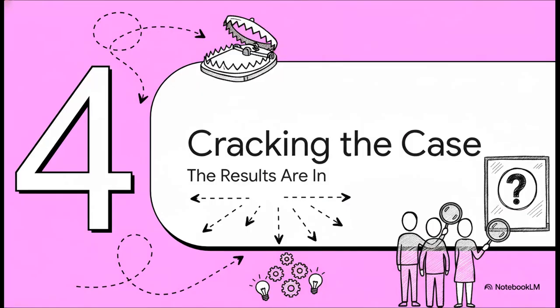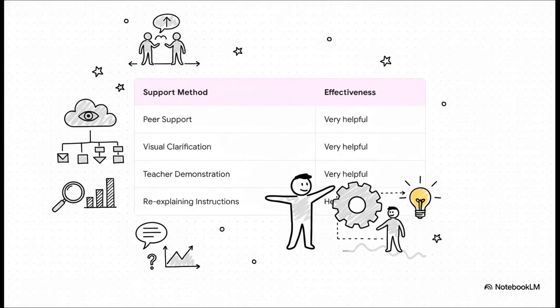The plan was in motion, and the results started to roll in. It was finally time to see if the plan had actually worked and which of our suspects was the guilty party. And the verdict is in. And this is what's so fascinating. Look at what the students rated as very helpful: supporting each other, using visual diagrams, and watching the teacher do a demonstration. These are all methods that go beyond just talking. Simply re-explaining the instructions, that was only rated as helpful. It turns out the key wasn't just telling them again, it was showing them in a new way.